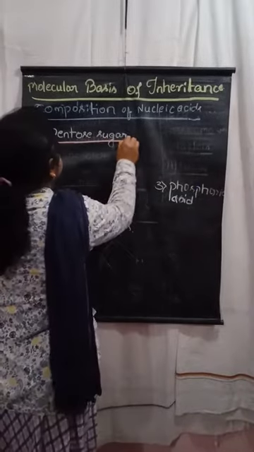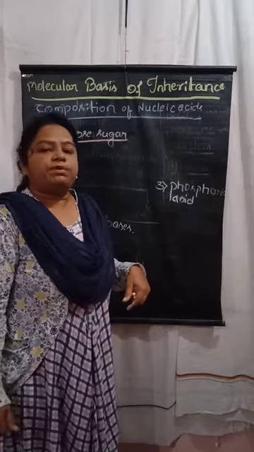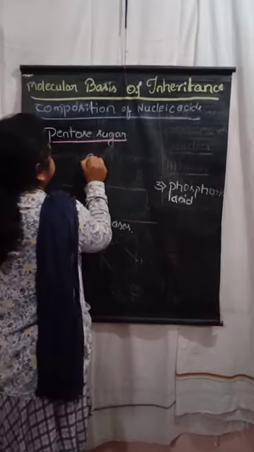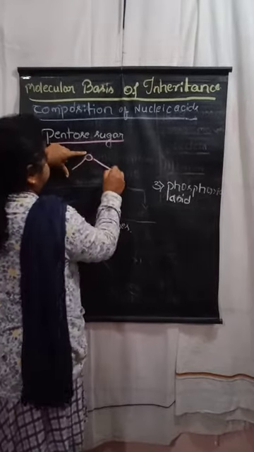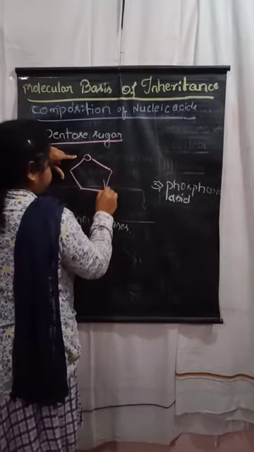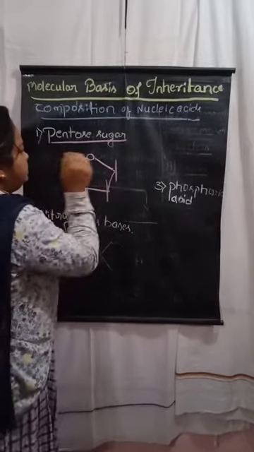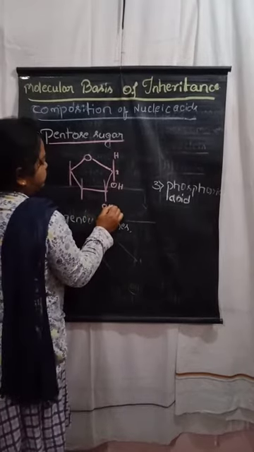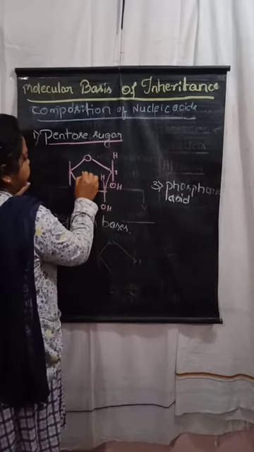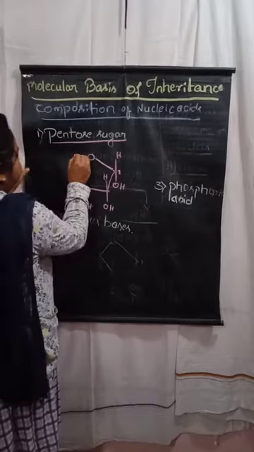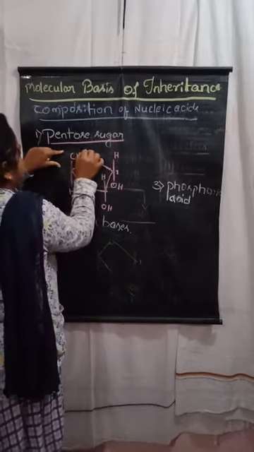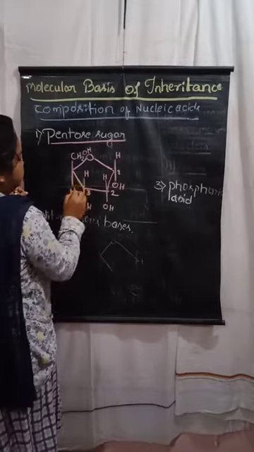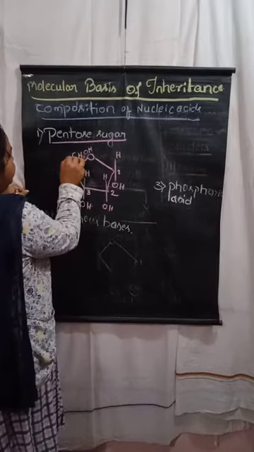The pentose sugar is made up of a 5 carbon ring. So let's see the structure. Here we will see the first carbon with OH, H, OH, H, then here also OH, H, and here H, CH2, OH. And this is the first carbon, this is the second, this is the third, this is the fourth carbon, and this is the fifth carbon.